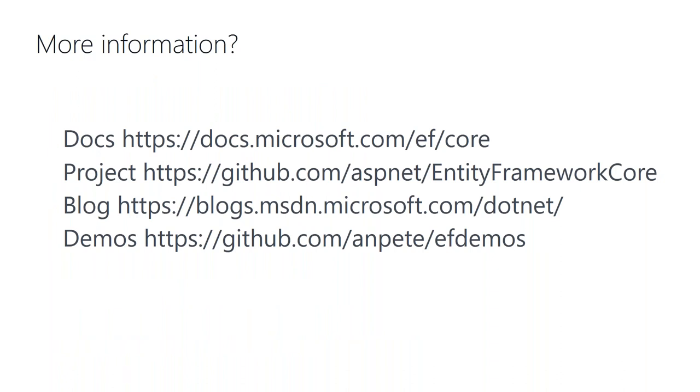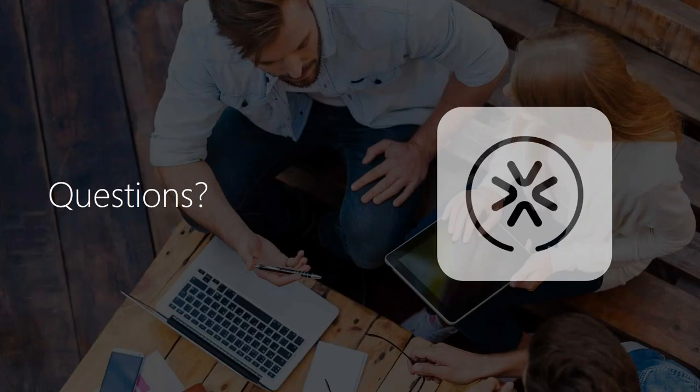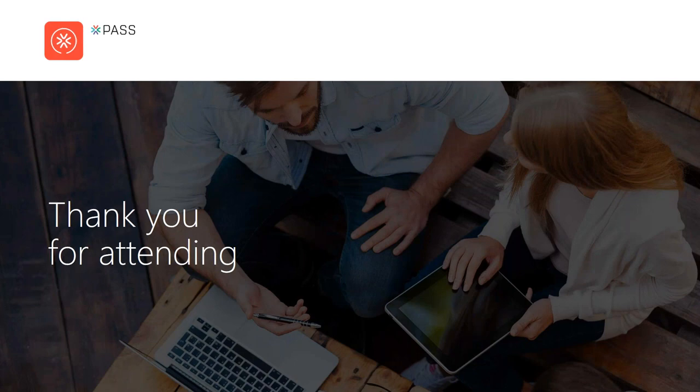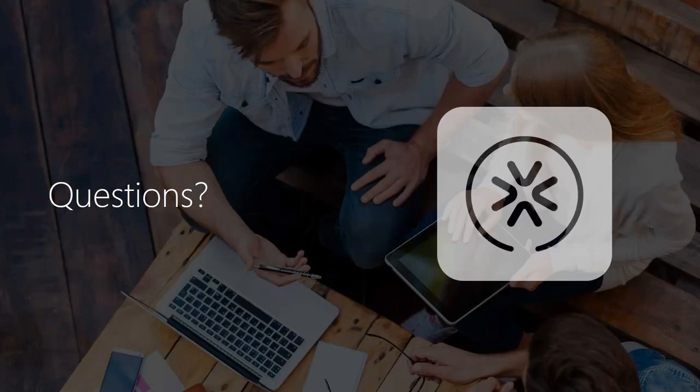And again, if you want more information, here's some information. Go out to the docs. There is a huge amount of documentation around EF Core 2.0. The project is out on GitHub, so just do a search for Entity Framework Core. There's a blog, and most of the information for EF Core 2.0 will come out in the .NET blog. And then there are some demos that you can look at out on this GitHub account in this repo called EF Demos. So again, I'll open up for questions and we'll take questions now.